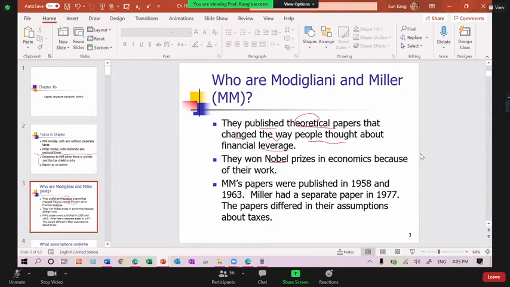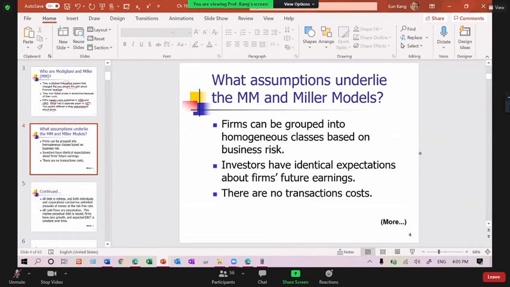And MM's paper was published in 1958, a long time ago. But I was there at that time, running and playing, whatever. In 1963, their second paper. And then after 14 years, Miller published another paper in 1977. And their difference is what? Their assumptions about taxes. So I already talked about that in chapter 15.